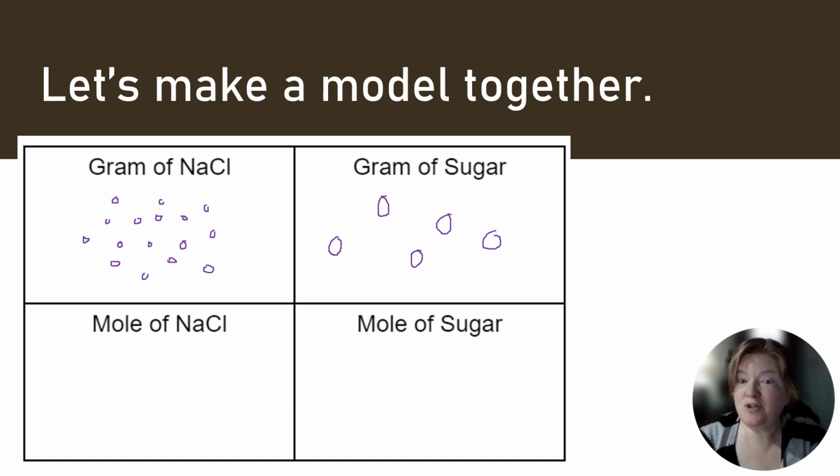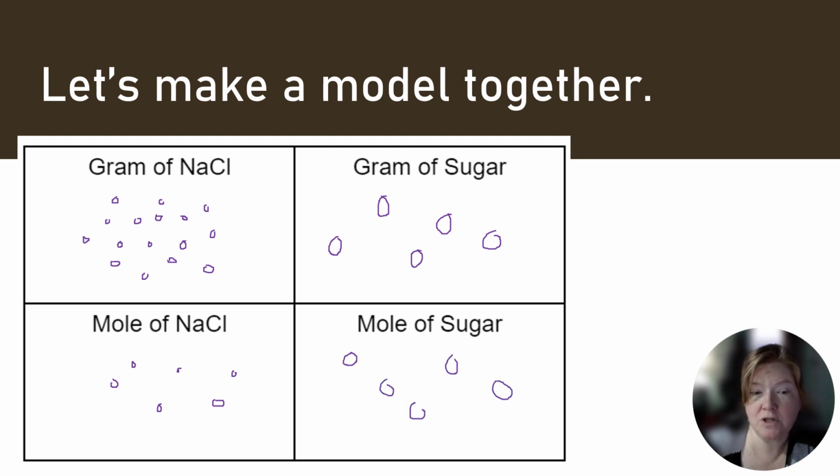That's a little wild, so let's just draw 6, okay? So if I had a mole of NaCl, I would have 6 particles, right? If I had a mole of sugar, I would have 6 particles. So that gives me a way to compare things because I have the same. So I have 6.02 times 10 to the 23rd if I have a mole of NaCl, and 6.02 times 10 to the 23rd if I have a mole of sugar.